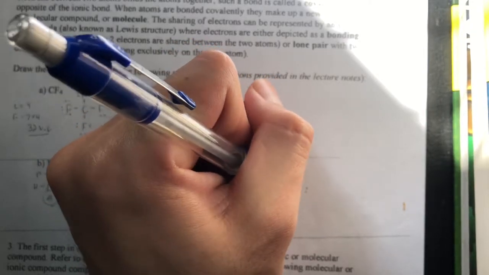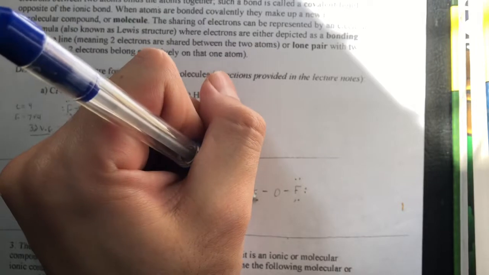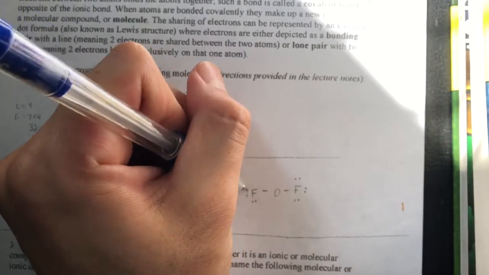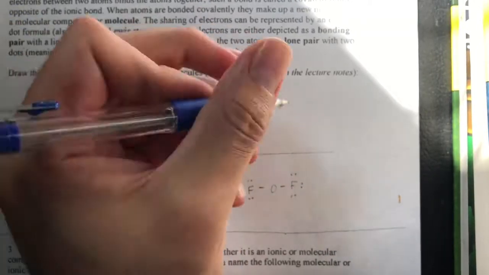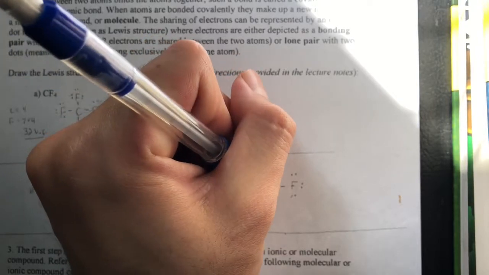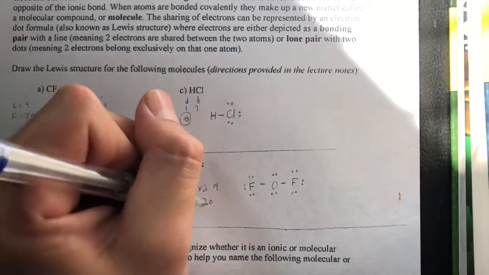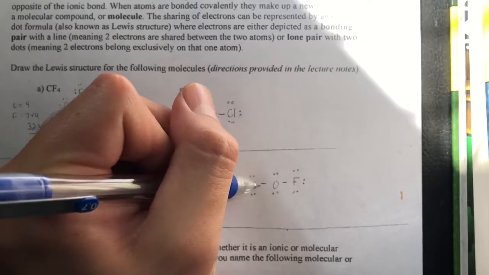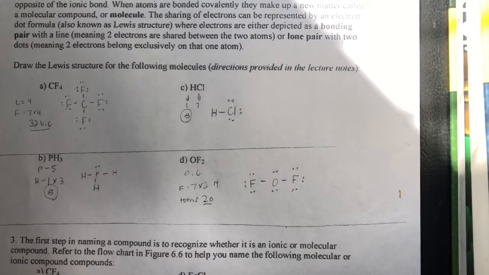6 right there, 8, 10, 12, 14, 16, 18, and 20. So that is your total of 20. Each atom has their octet, and that will complete this.